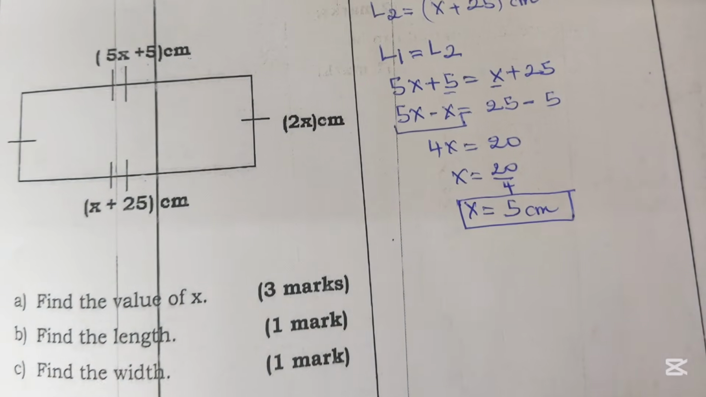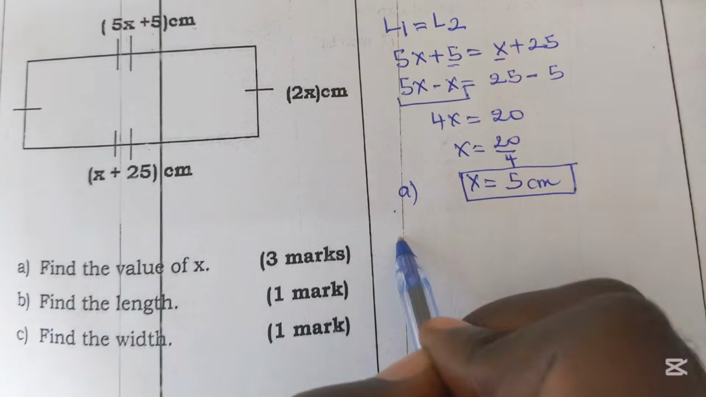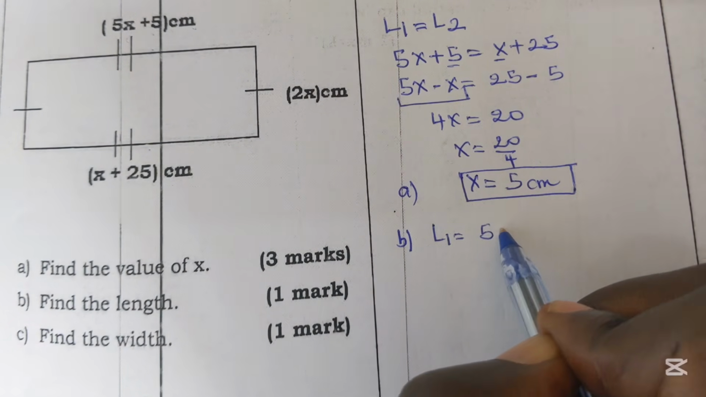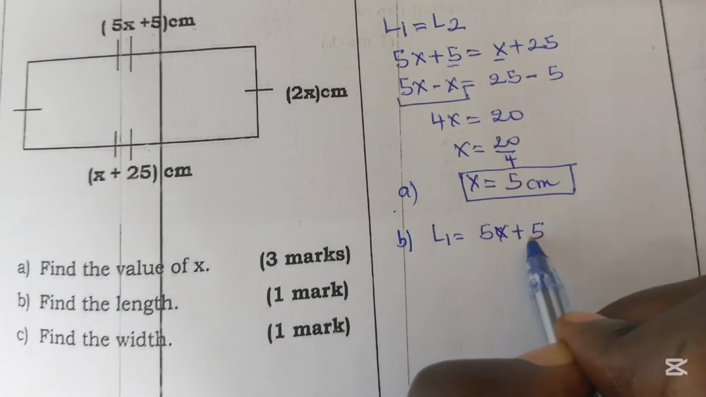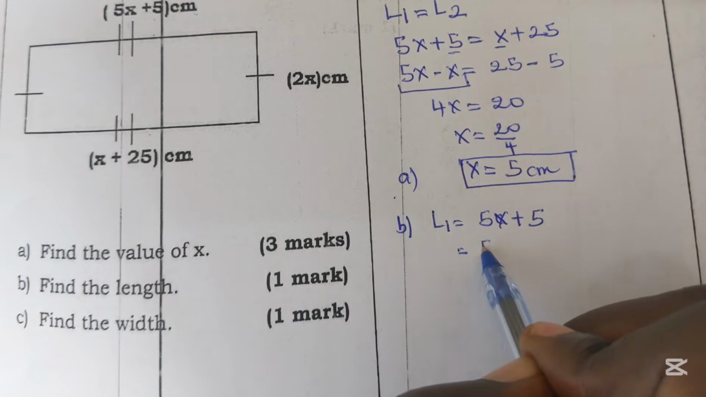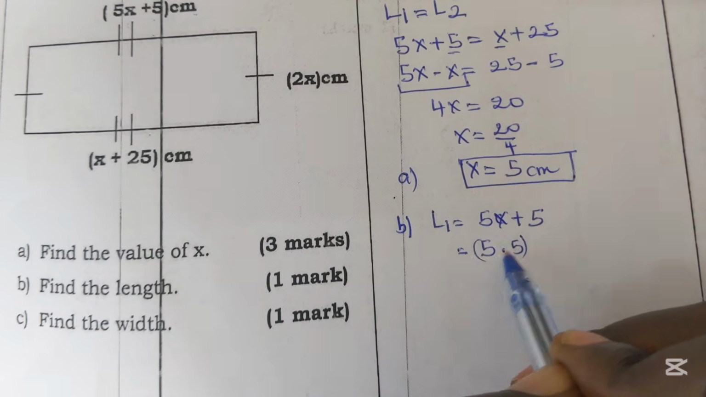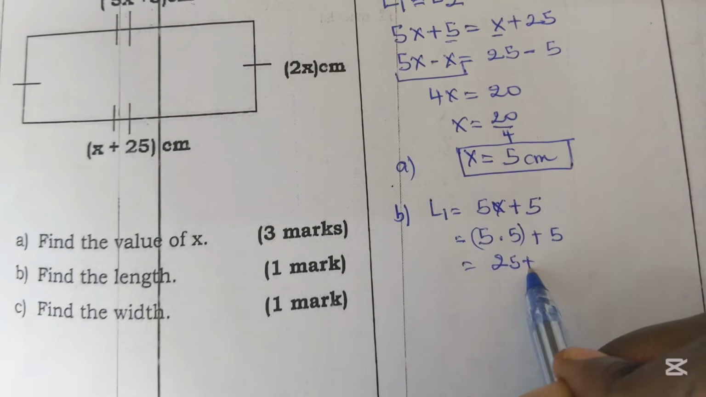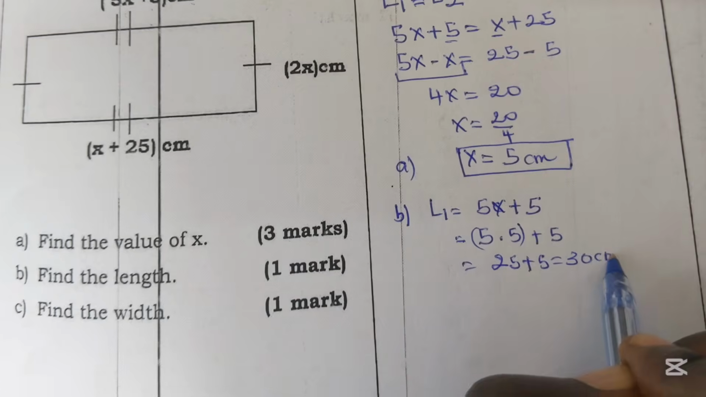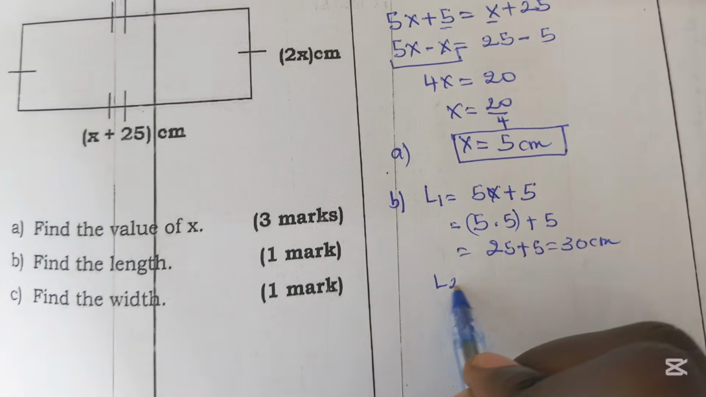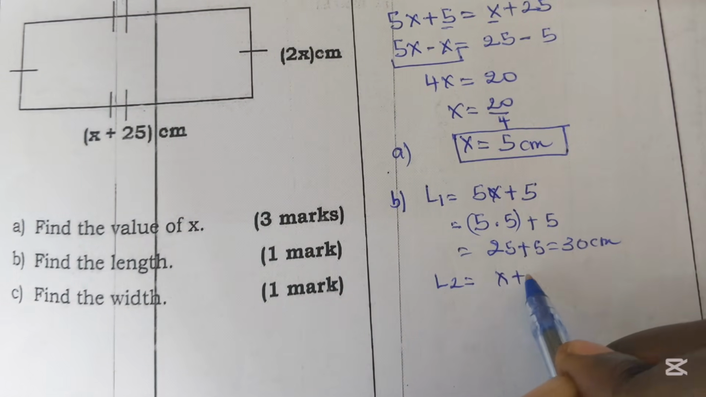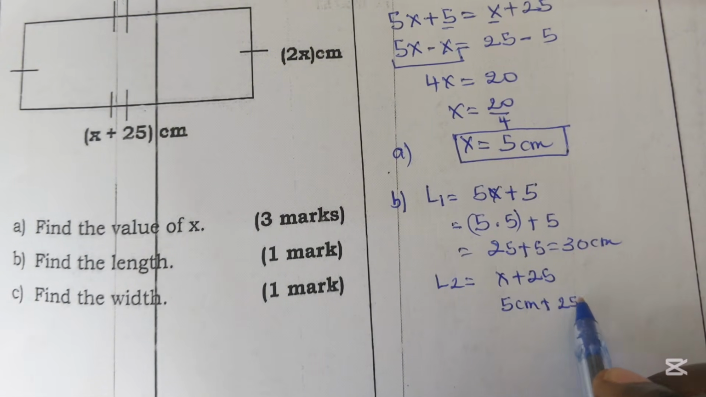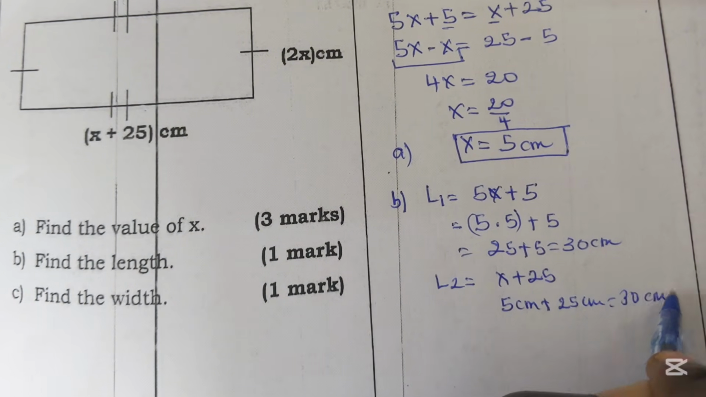Then for this one, this is letter B. Find the length. You know that the length 1 equals 5x plus 5. To mean that this will be 5 times 5 plus 5. This will be 25 plus 5 equals 30 centimeter. What about length 2 will be x plus 25, which is equal to 5 centimeter plus 25 centimeter equals 30 centimeter.